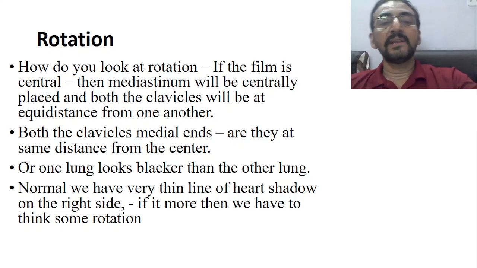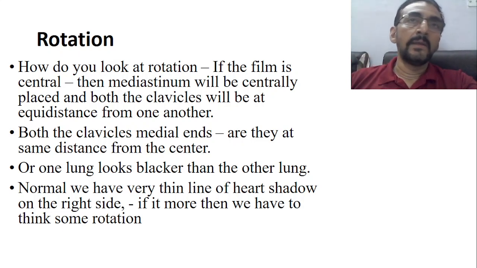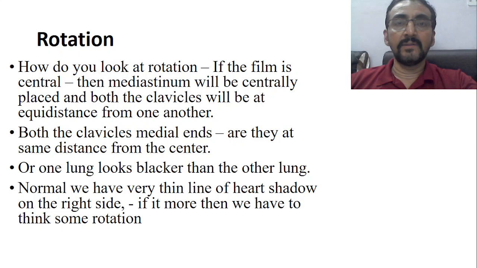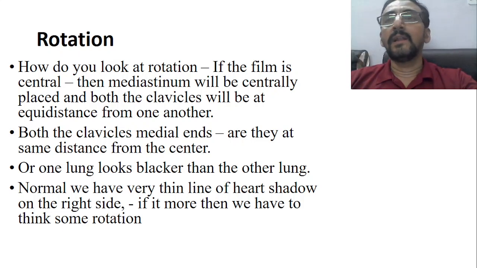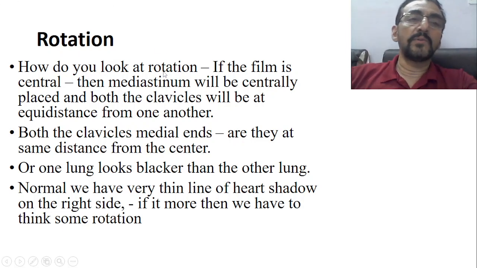Normally we have a very thin line of heart shadow on the right side. On the right side, the heart shadow is very thin, whereas on the left side the heart shadow is very prominent. Only a small portion of the left lung will be occupied by the heart shadow. If it is more occupied, of course in abnormal conditions like right ventricular hypertrophy it's a different issue, but in a normal child we have to think about some rotation. So this is another important point, rotation, that we have to see.